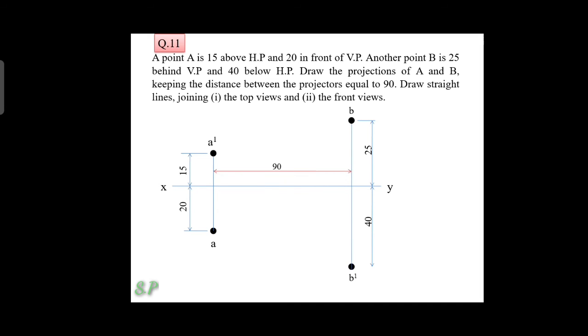Draw the straight lines joining the top views and the front views. So for the A projector, the top view is A, and for the B projector, the top view point is B. You join the two top view points A and B with a straight line, and you join the front view points A dash and B dash.